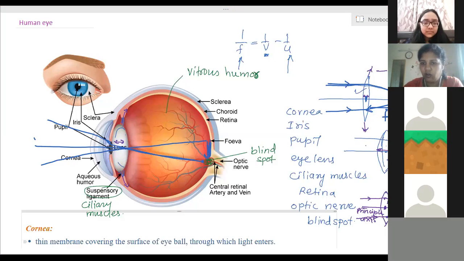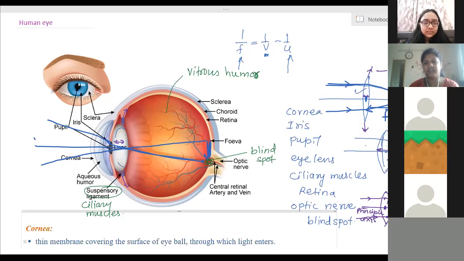Rod-shaped cells are also called rods, and cone-shaped cells are called cones. Okay. So these cells are present in the retina. The function of these rods and cones: rods sense the information about brightness. Rod cells sense the information about the brightness of the light.